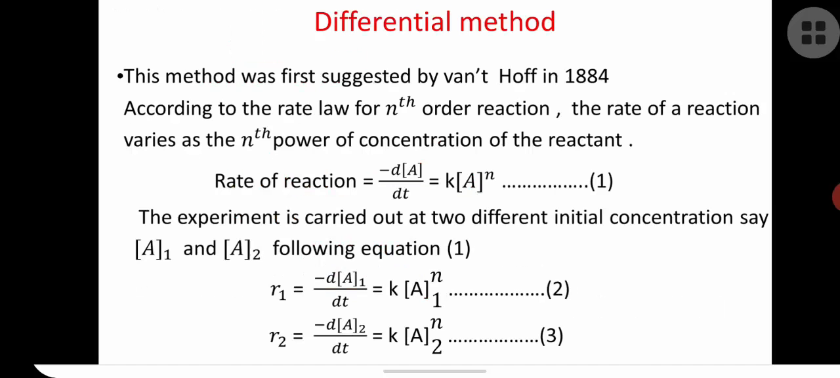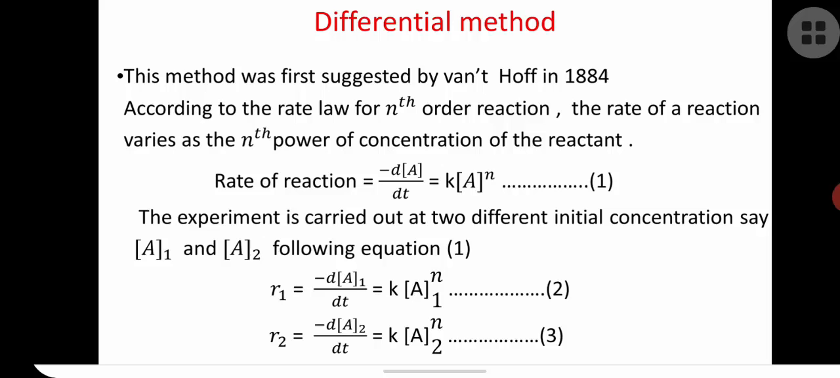Now, the fourth one, that is the differential method. This method was suggested by Van 't Hoff in 1884. According to the rate law for an nth order reaction, the rate of reaction varies as the nth power of the concentration of the reactant. Therefore, rate of reaction is equal to minus d concentration of A upon dt is equal to K into concentration of A raised to n.